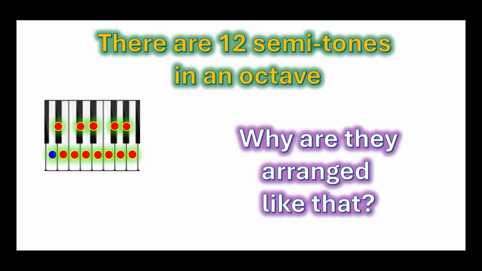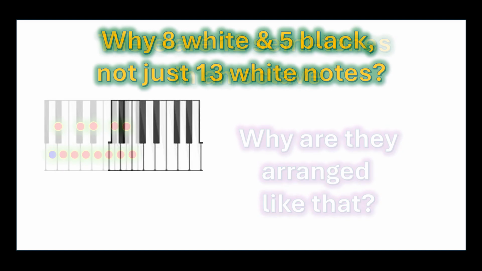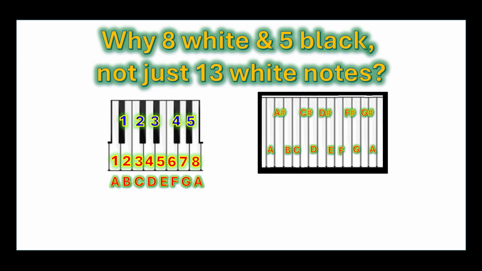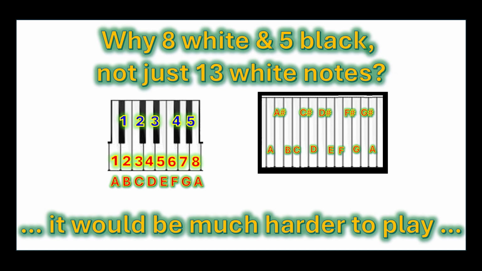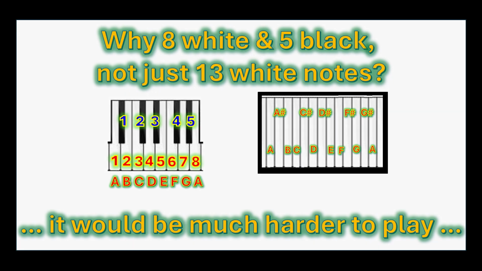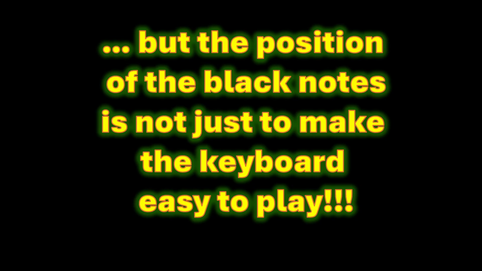Why are they arranged like that? In fact, why are there 8 white notes and 5 black notes and not just 13 white notes? Well, one reason is that it would be very hard to play a keyboard because you wouldn't know where you were if there were no black notes, and the A sharp and C sharp and D sharp and F sharp and G sharp, if they were all white, you wouldn't know where you were. But that's not the reason for this arrangement of 8 white and 5 black.